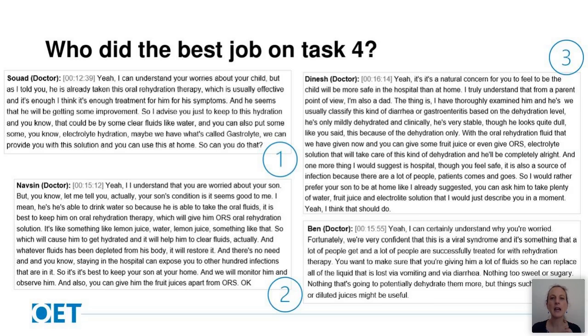Number 3 would have been a bit clearer without the statement about hospital in between. The doctor did repeat it before and after that statement, so it wasn't as bad as it might have been. And there's also no mention of unsweetened with the fruit juices, which is something mentioned on the role card, which I believe would be an important point here.